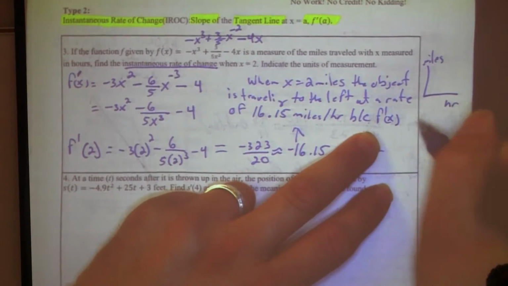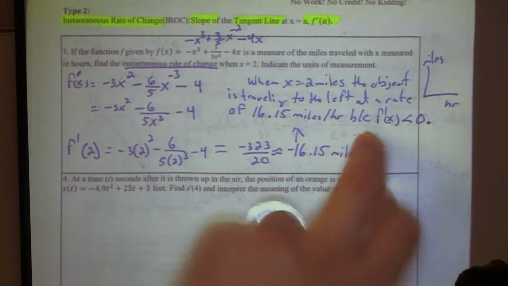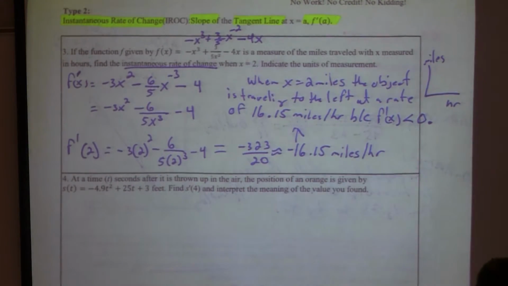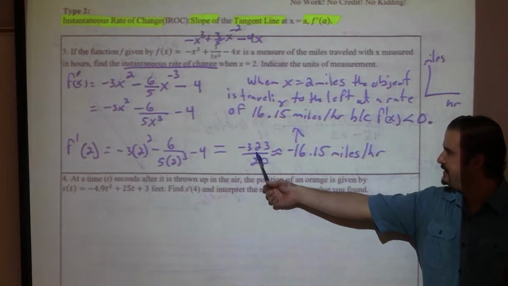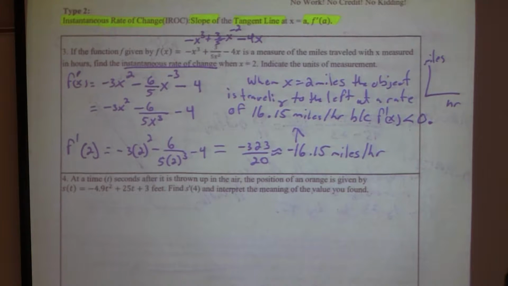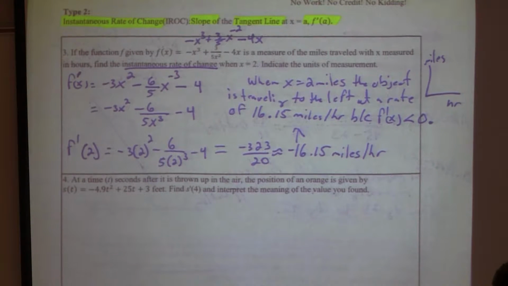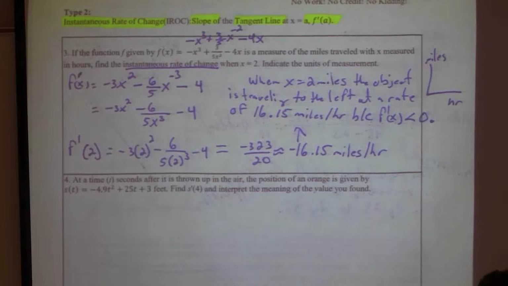F prime of x is less than what? Less than 0. So that's telling us that this derivative value we got was negative. That's why I can say that it's traveling to the left. Are we okay? We're going to talk more about that later. For now, just get the understanding of instantaneous rate of change.